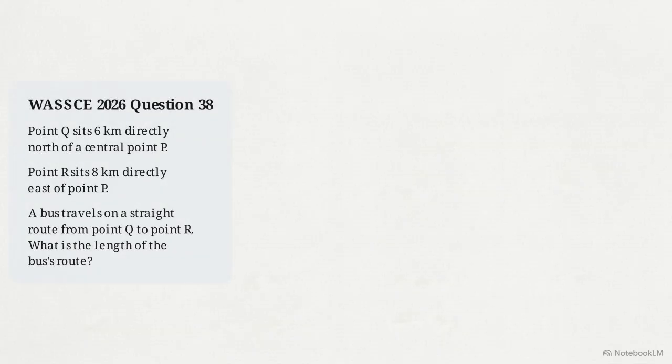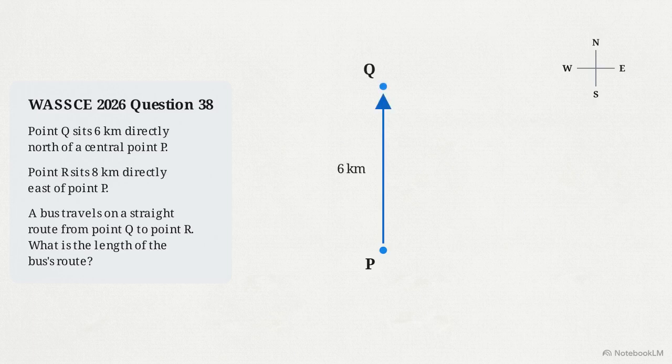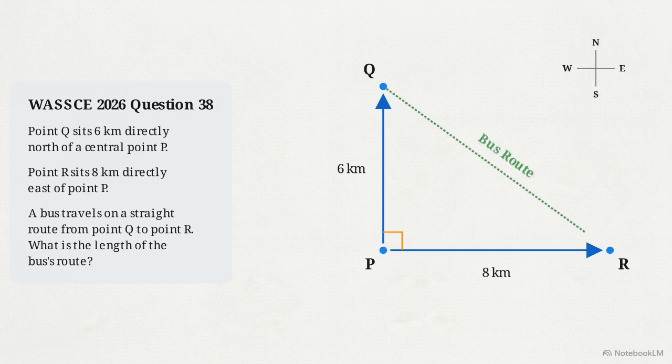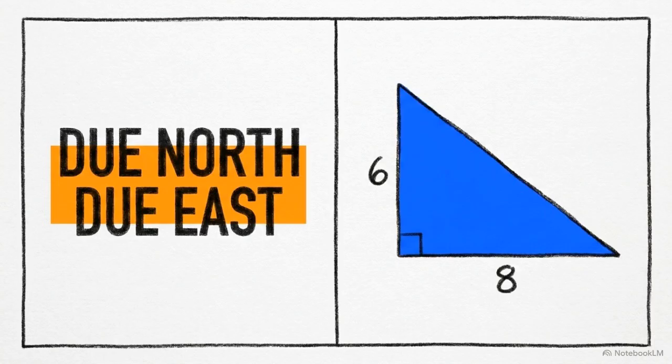This diagram plots our starting facts. Point Q sits 6 kilometers directly north of a central point P, while point R sits 8 kilometers directly to the east. Because due north and due east are perfectly perpendicular, they meet exactly at a 90-degree angle. By locking these lines together, we have formed a right-angled triangle. Converting directional text into a standard shape provides the specific measurements required for the calculation.